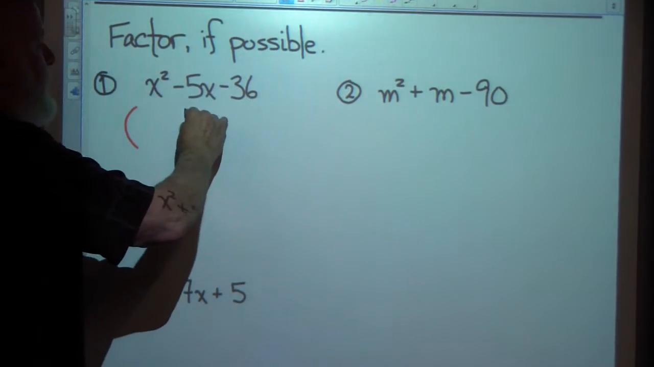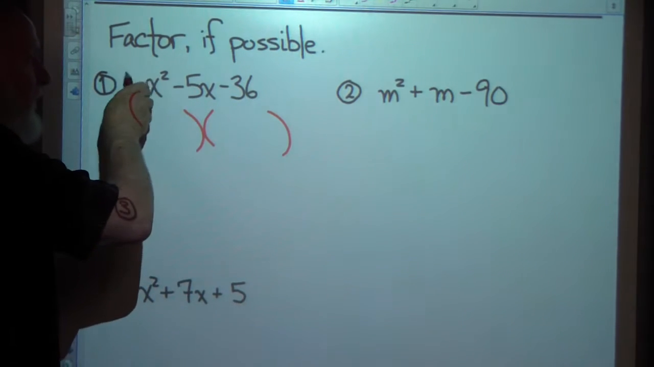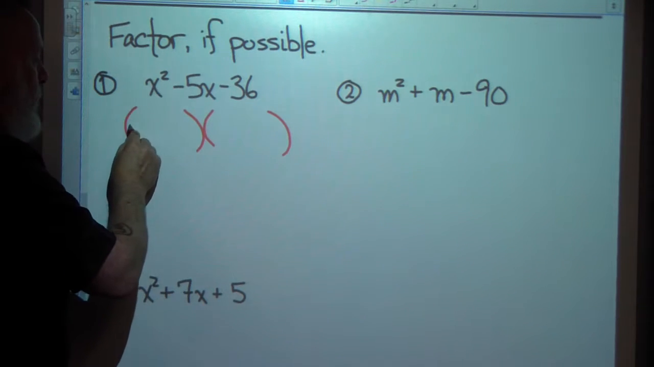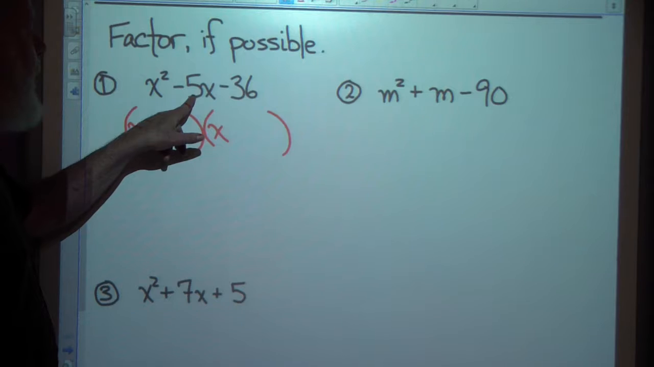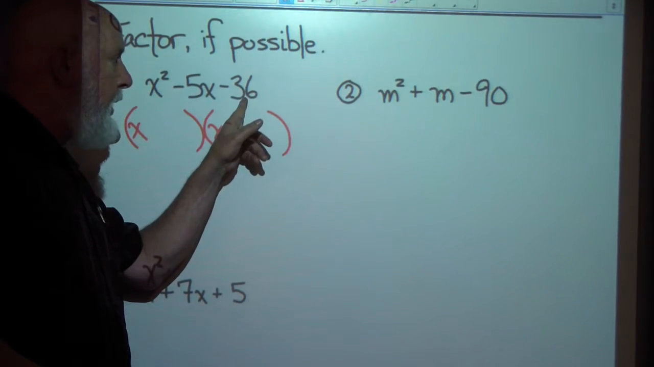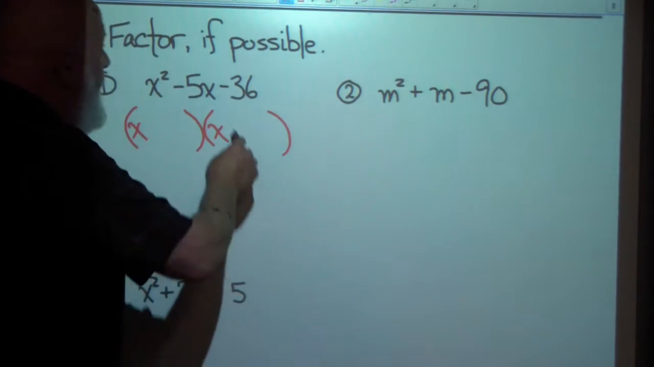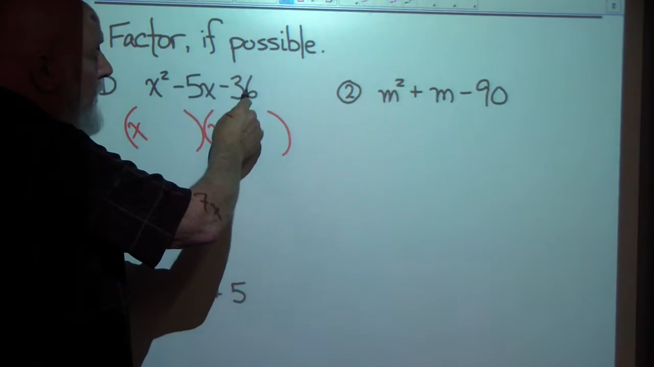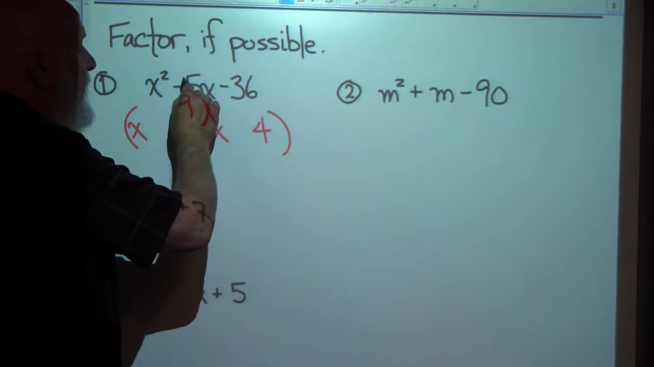Then I open up sets of parentheses like this, put the square root of this one, if the coefficient is an invisible or an implied 1, put the square root of this one here and here. Then I look for factors of 36 that will add up to 5. That's numbers that I can multiply together that will give me 36. And the same numbers will add or subtract to give me a 5. So I'm looking at this and I say 9 and 4 will work because 9 times 4 is 36. And 9 minus 4 is 5.